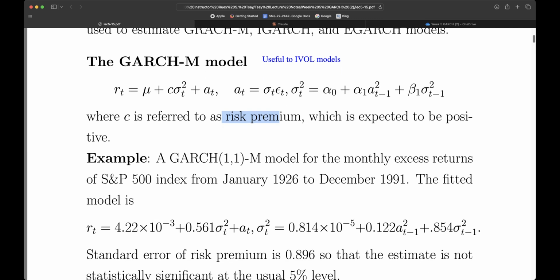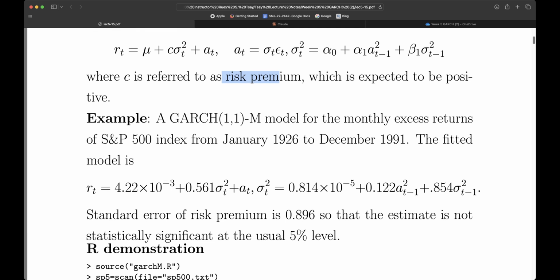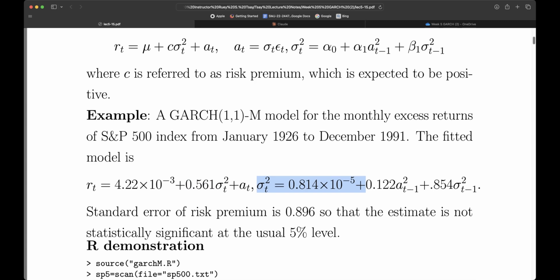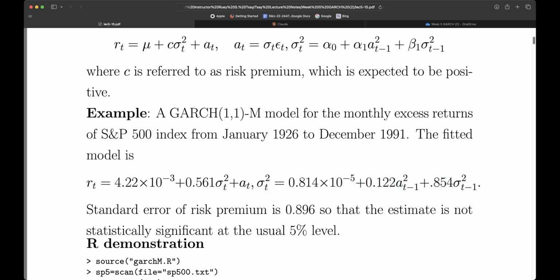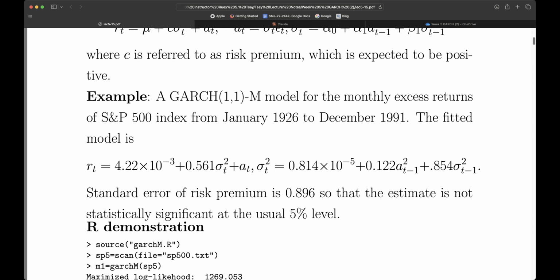For example, a GARCH-M(1,1) model for the monthly excess return of the S&P 500 from January 1926 to December 1991. The fitted model here is very interesting. The monthly return r_t is a positive function of its monthly volatility, which is estimated as this. But the standard error of the risk premium is this, so the estimate is not statistically significant. But who knows? It may be significant in some stocks, or in some other asset classes such as commodities or bonds. So it could be a nice exercise to check in which kind of asset or stocks we may have a positive risk premium.